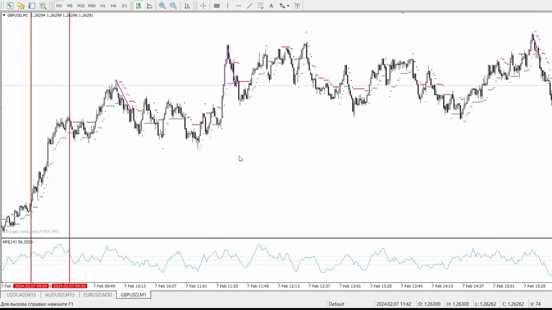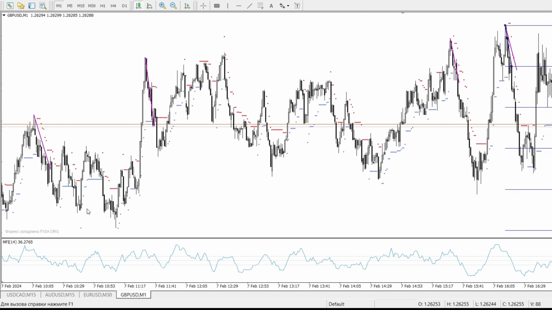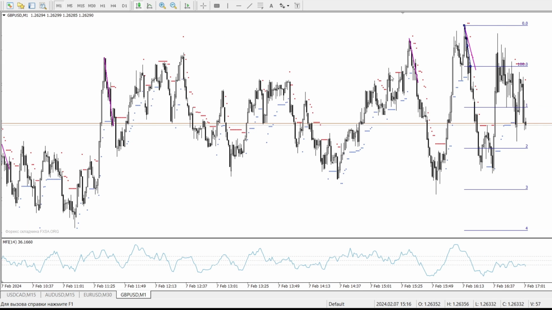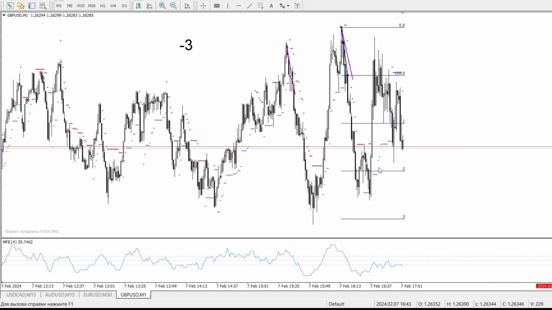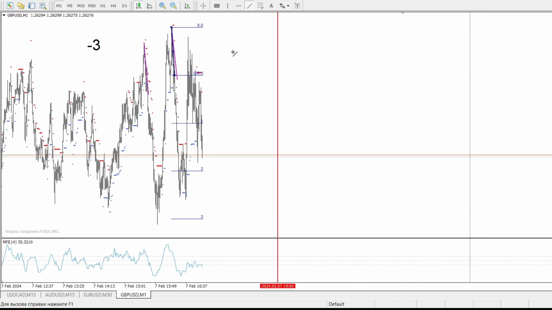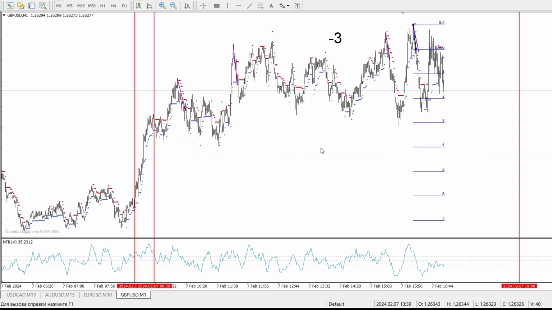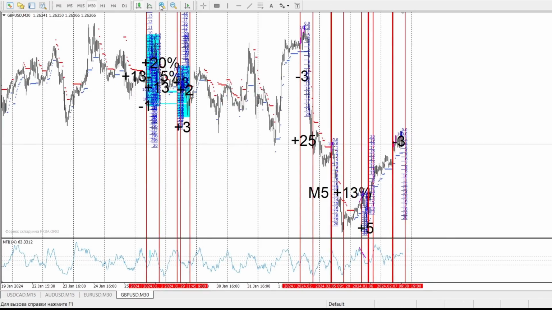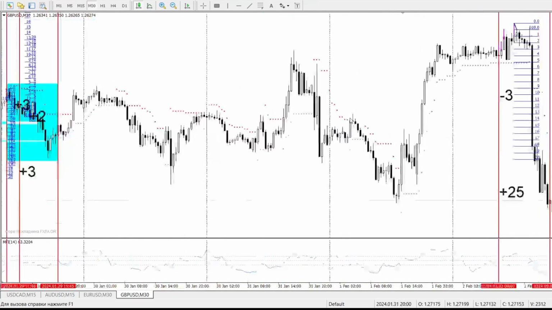Of course, deals don't always go our way. There would be 3 minuses today. Accordingly, we would have held the deal here. They would still trade. This is where a solution to stop trading could be brought. Another option, if something is not clear in trading, how it generally works, then you can switch to a lower time frame.